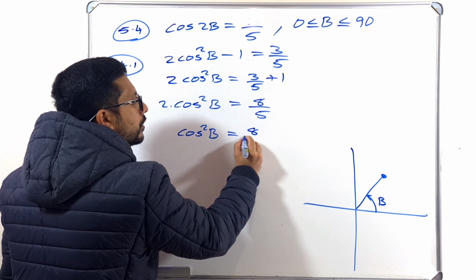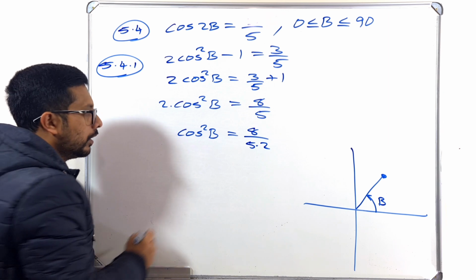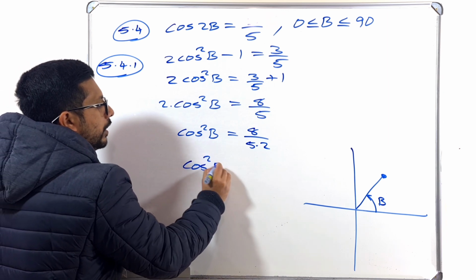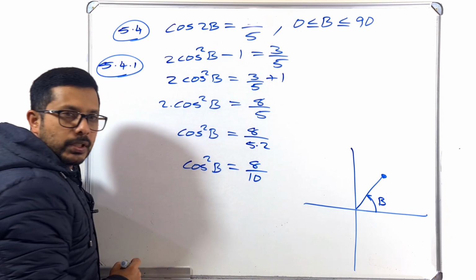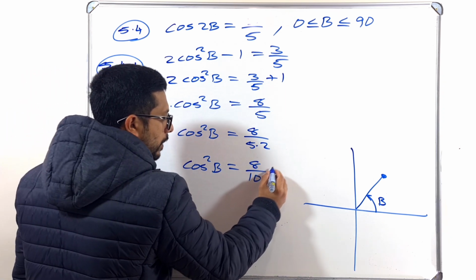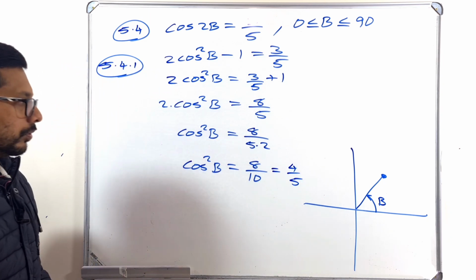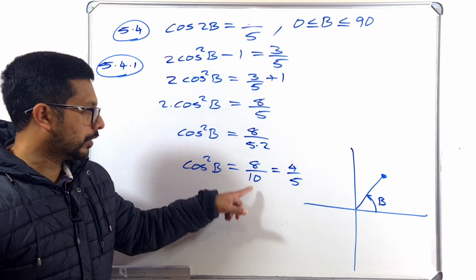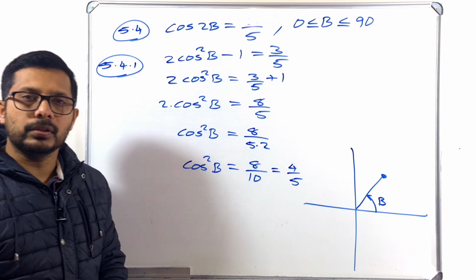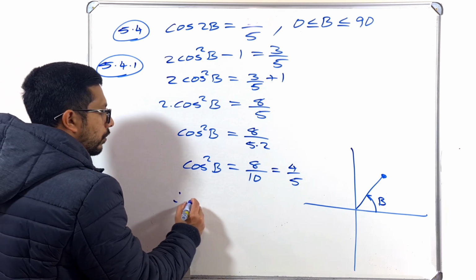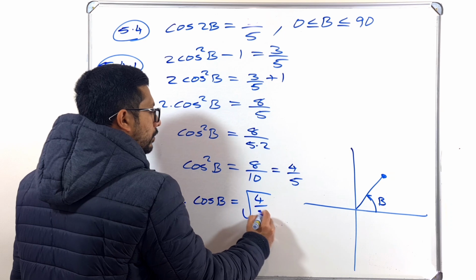So it is 8 over 5 times 2. Am I right? Okay, so cos square b is equal to 8 over 10. 5 times 2 is 10. So what is that one? Is it not 4 over 5? Okay, so you simplify this one. 8 over 10 is 4 over 5. So cos squared b is equal to 4 over 5. So what is cos b? Therefore cos b is equal to square root of 4 over 5.